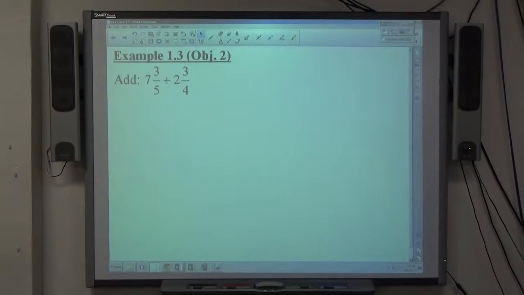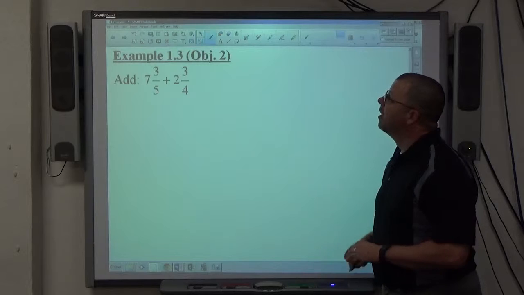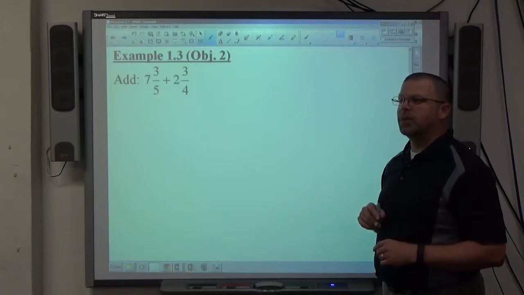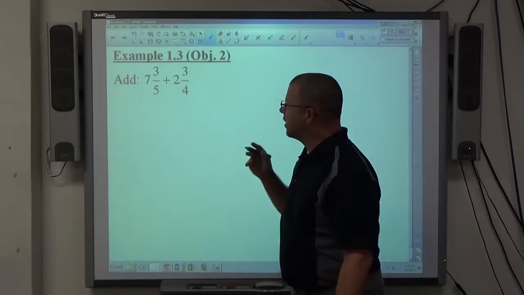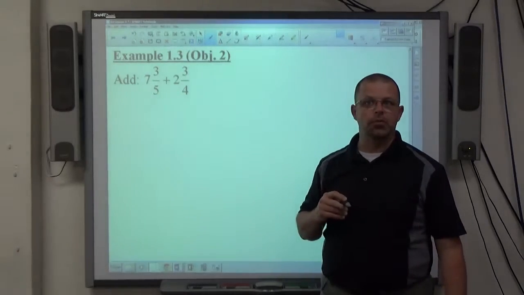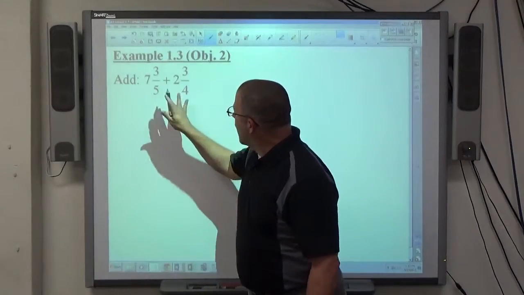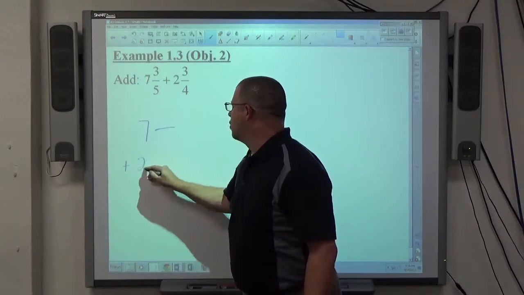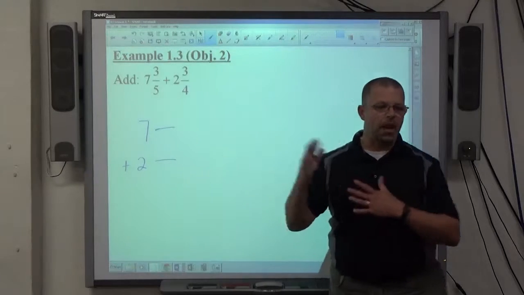Okay, example 3 is addition of mixed numbers, and with unlike denominators happening this time. So very much like the first example we looked at with subtraction of mixed numbers, except the common denominators aren't there. Again, for me personally, I like mixed numbers vertically positioned. So what I'm going to do here is I've got 7 and some fraction plus 2 and some fraction. Okay, I'm going to copy it out of my book like that.